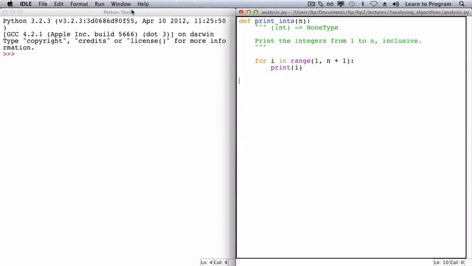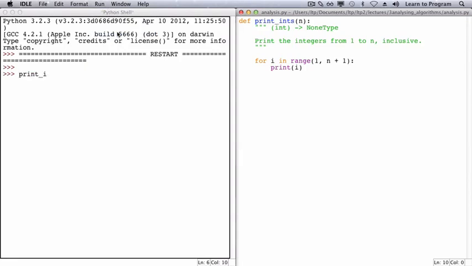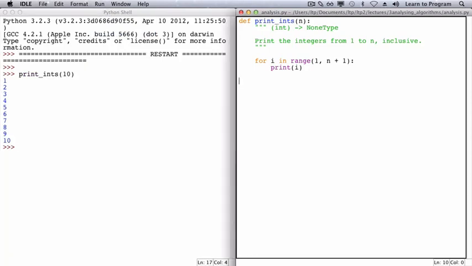Let's call this function. We'll run the module and call print_ints with an argument of 10. In this case, the print function is called 10 times. That is, the for loop iterates 10 times. What if this function were called with the argument 20? In that case, the for loop would iterate 20 times, and the print function would be called 20 times. And what about 40? There would be 40 iterations of the loop.